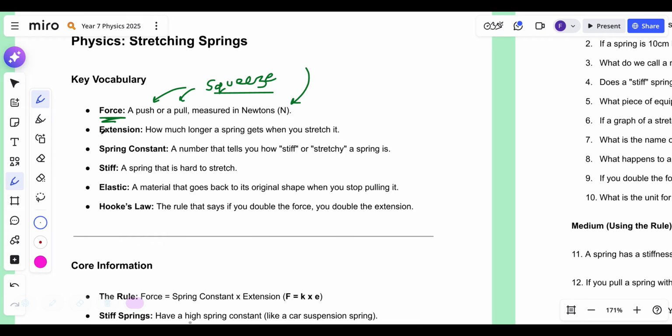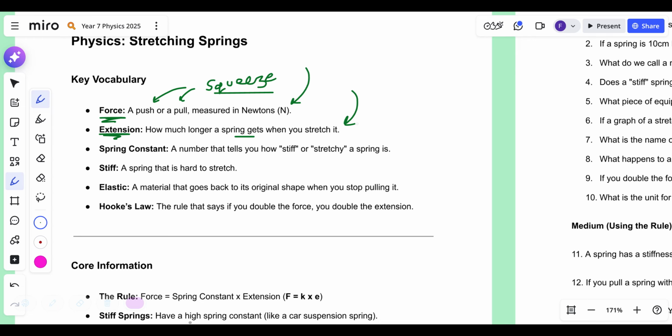Now, an extension is a very particular word we use, to do with springs or elastic bands. This is what we looked at last week. It's how much longer a spring gets when you stretch it. So I've now moved on from elastic bands to springs. They're literally the same thing. The difference is you can squeeze a spring as well.